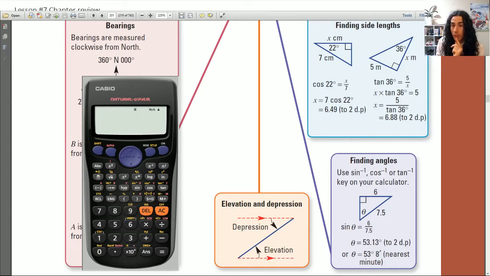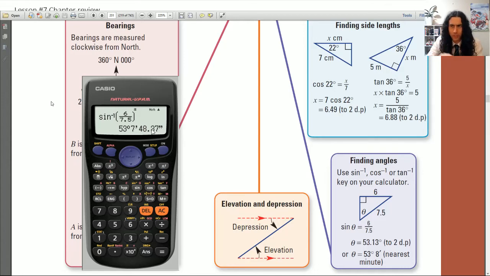We go shift sine, and then in brackets we put 6 over 7.5. That is how they got 53.13 degrees to 2 decimal places. And then to the nearest minute, they would have pressed this degrees, minutes, seconds button, and you would have got 53 degrees 7 minutes 48 seconds, and you think, oh, 48, I don't have to round up.